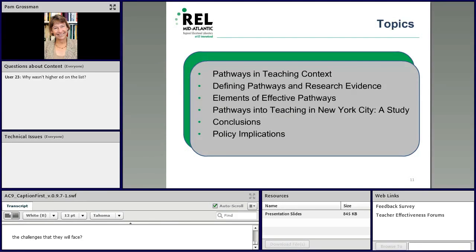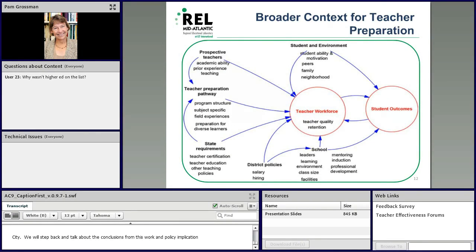So let's start with a little bit of an overview about what we'll be talking about today. We'll be talking generally about how to think about pathways into teaching in a broader context. Then we'll define what we mean by these different pathways and the existing research evidence, talk a little bit about elements of effective pathways, and then do a deeper dive into the study that I did with my colleagues Susanna Loeb, Jim Wyckoff, Don Boyd, and Hamp Lankford on pathways into teaching in New York City. We'll then step back from that and talk a little bit about some of the conclusions from this work and policy implications.